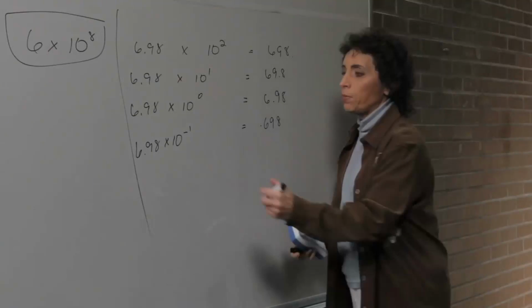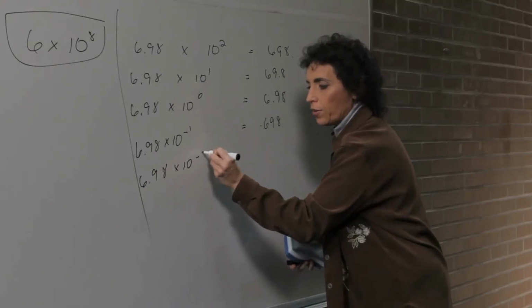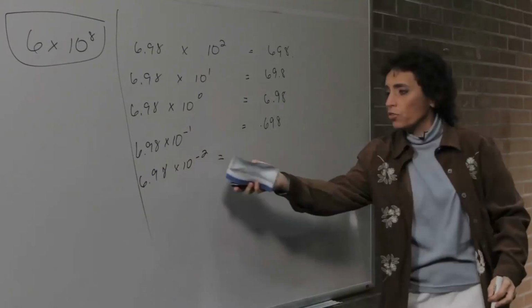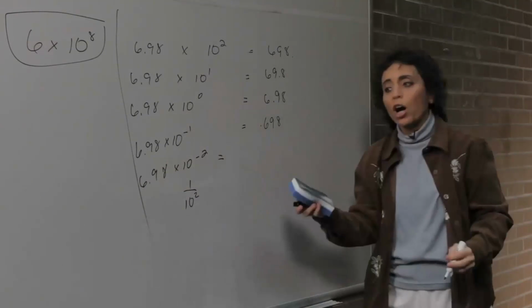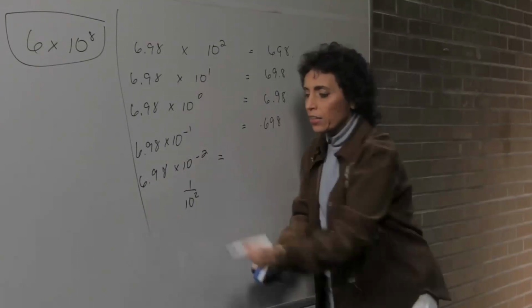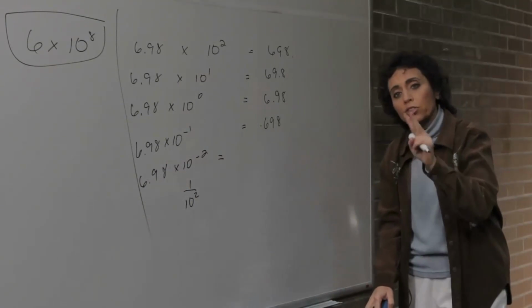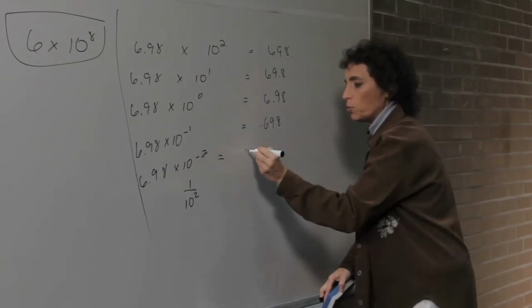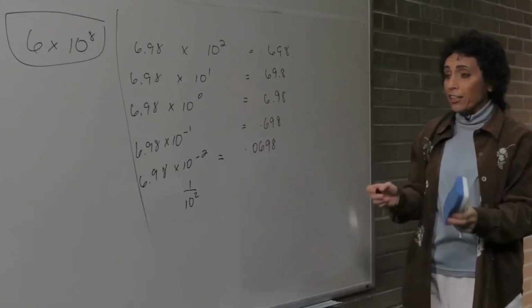The last example is 6.98 times 10 to the negative 2. That means 10 to the negative 2 is really 1 over 10 squared, or 1 over 100. So you're really dividing this number by 100, which means I'm moving the decimal 2 places to the left, which is 0.0698. So what pattern do I see?